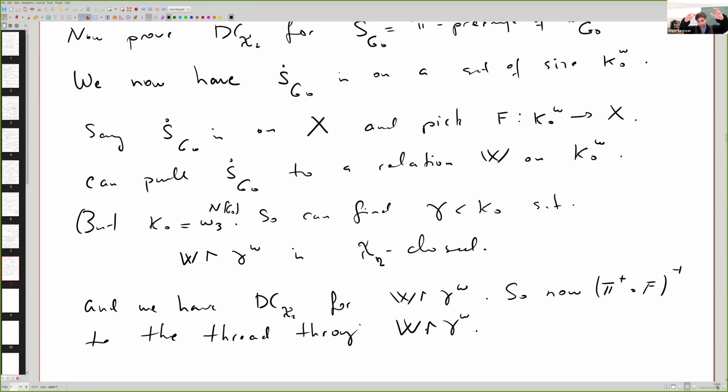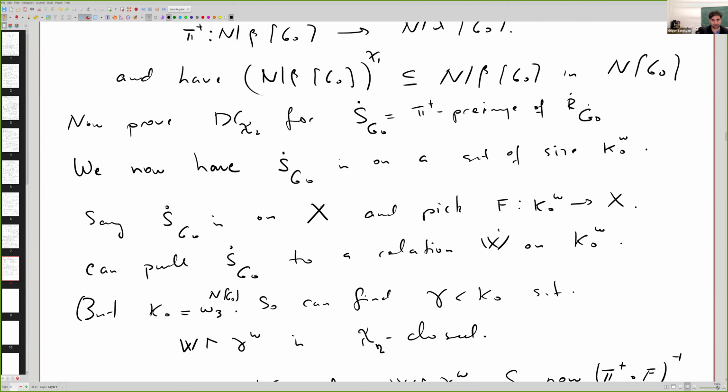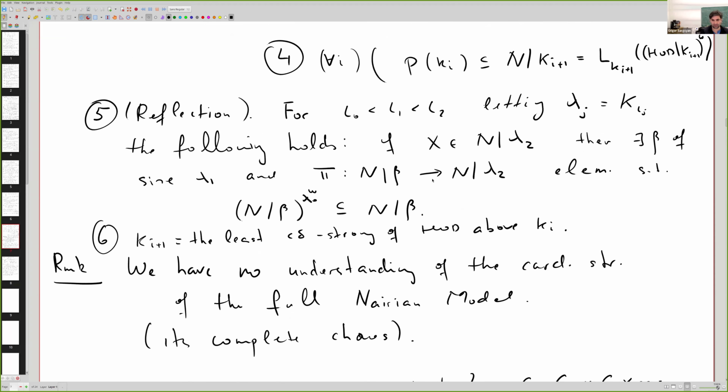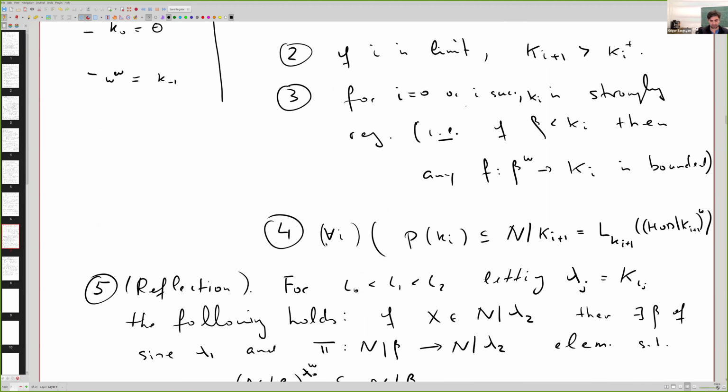So the idea is we take our relation, collapse to a place where we already have DC, take the thread and pull it up. But we need the stronger closure property, otherwise we cannot lift the embedding. We need the reflection with the stronger closure property. Okay, so I don't think I should say anything more than this, but the key point is that this type of analysis, these five points, is exactly what we don't know for the full model, and it's the same old problem that inner model is.